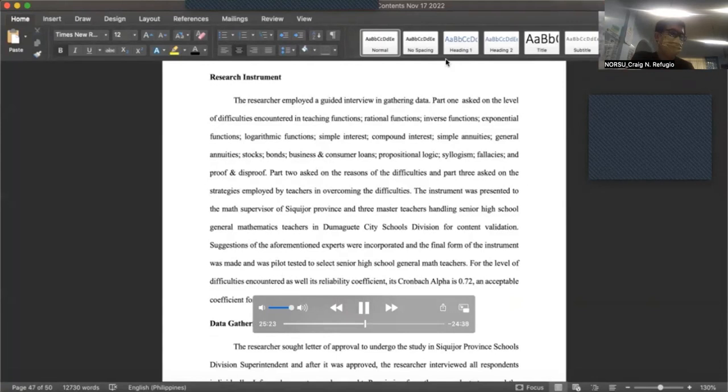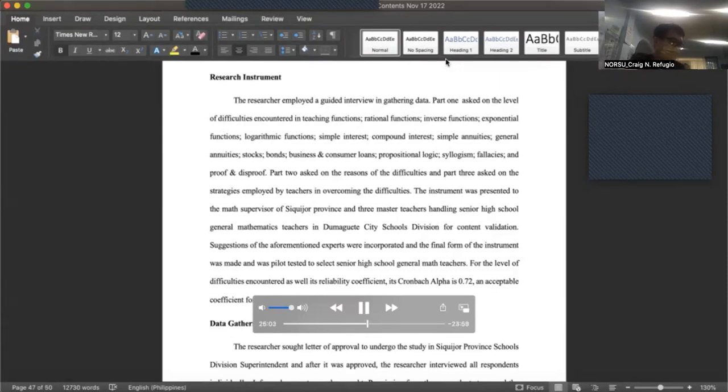What is the purpose of validating your instrument? You construct your own instrument based on the learning competencies, but you don't have the expertise yet. Why? You are still students. But these people, the math supervisors, the English supervisors, the math master teachers, the veteran math teachers, the veteran English teachers, the veteran science teachers, have been teaching the subject. They know the learning competencies. So they can validate your instrument.